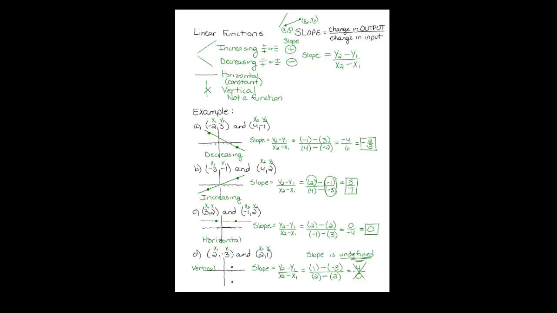For a horizontal line, the outputs never change. It's a constant function. So it's always going to be 0 divided by some number. 0 divided by any number is always going to be 0. So the slope of a horizontal line or a constant function is always going to be 0. Similarly, with a vertical line, you're always going to be dividing by 0. The inputs never change. All the inputs on a vertical line are the same, so you're always going to have something divided by 0, which is undefined.